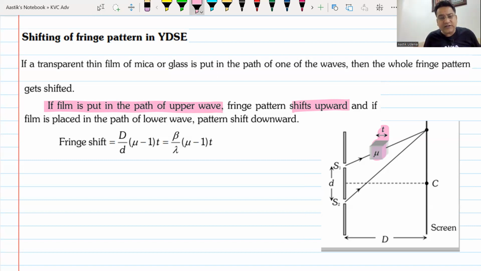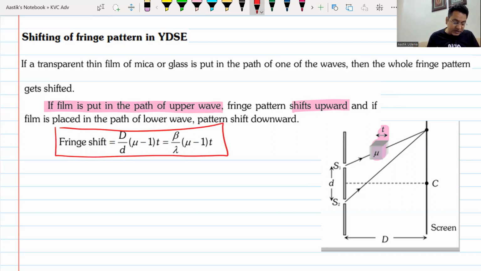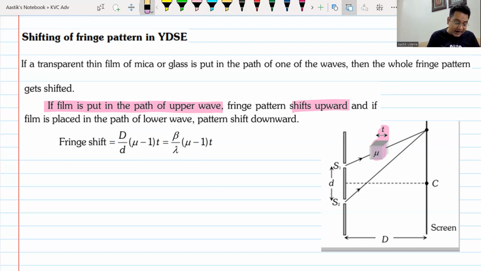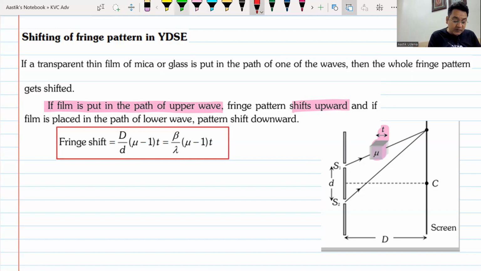If you put it in front of both of the slits, because of the upper slab, it will shift upwards, and because of the downward slab, it will shift downwards. The shift is what you need to remember. How much is the shift? The shift is given by this revolutionary formula, and you should never forget this, because most of the questions may come from this part. The shift in the fringes is D by d into mu minus 1 into t. Mu is the refractive index of the medium and t is the thickness of the slab.